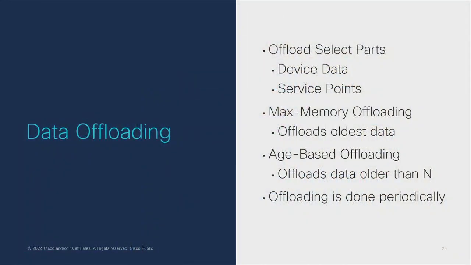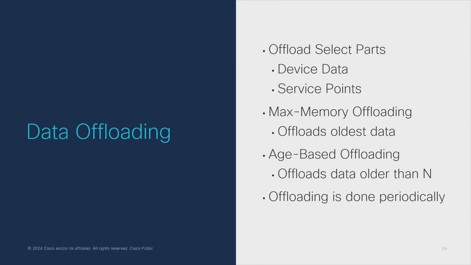That's getting data into memory. To get it out from memory, we support offloading select parts of the data tree. We call these offload points. We only track certain parts of the tree to reduce the overhead of the tracking. And as was shown in the pie chart earlier, it's basically device data and service data that consumes most of the data in an NSO system. So that's what we track.